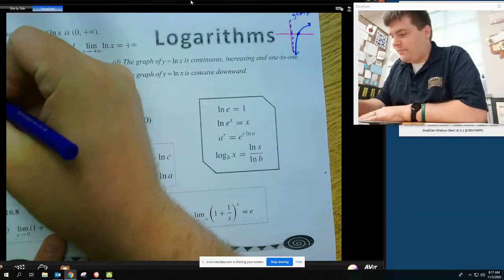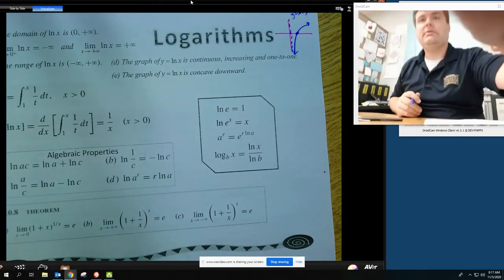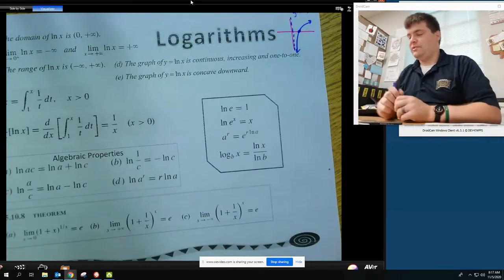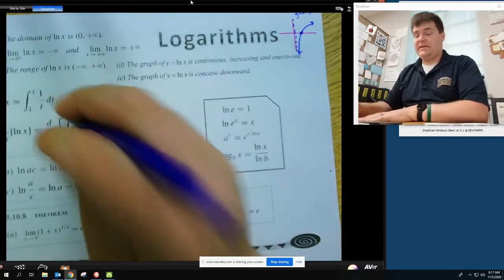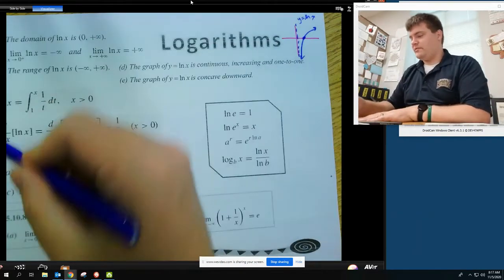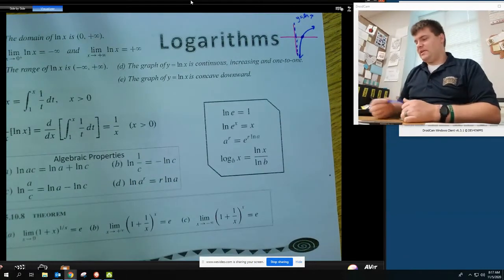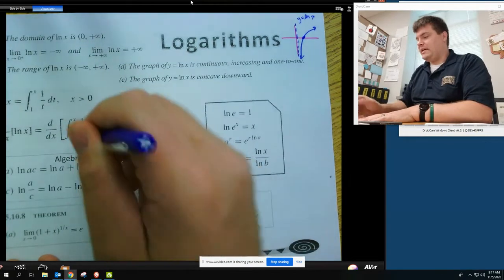But here's the interesting part. We never talked about why ln's have the properties that they do, and it's actually from this right here. ln of x is defined as the integral from 0 to x of 1 over t dt. This is the actual definition of it. So when you take the derivative of ln of x, that's why you get 1 over x. And because of that, all of these properties are in play.